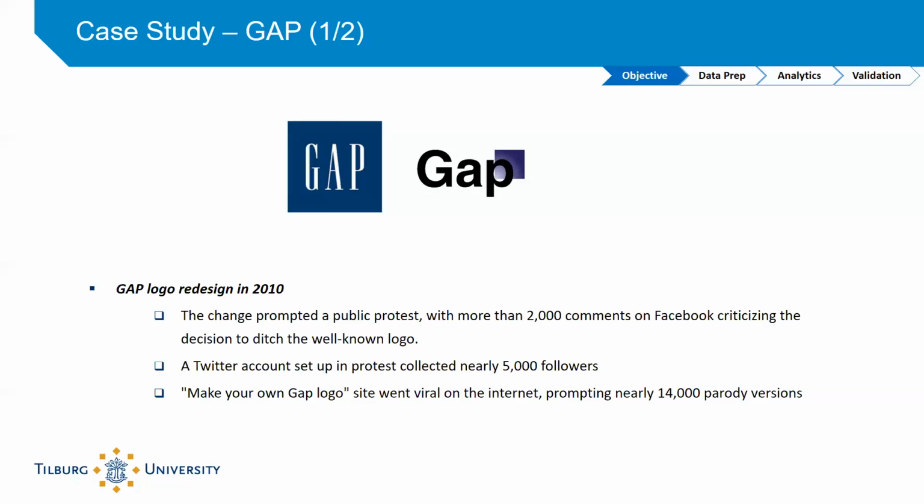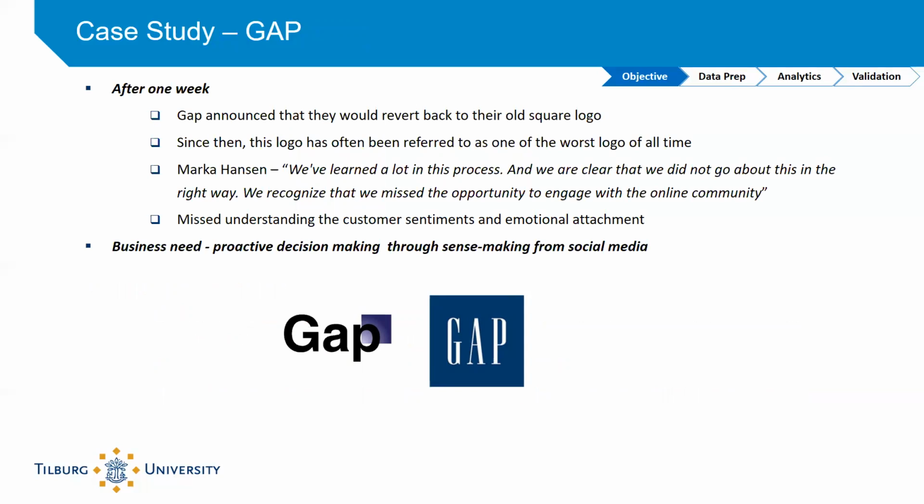The change prompted a public protest with more than 2,000 comments on Facebook criticizing this decision. In fact, it became a bit of a joke, with a Twitter account set up to protest the change in logo. There was also a site called Make Your Own Gap Logo, which went viral with several parody versions of the Gap logo. After 1 week, Gap decided that it was a huge mistake and reverted back to their old squared logo. Since then, this logo has been considered one of the worst logos of all time.